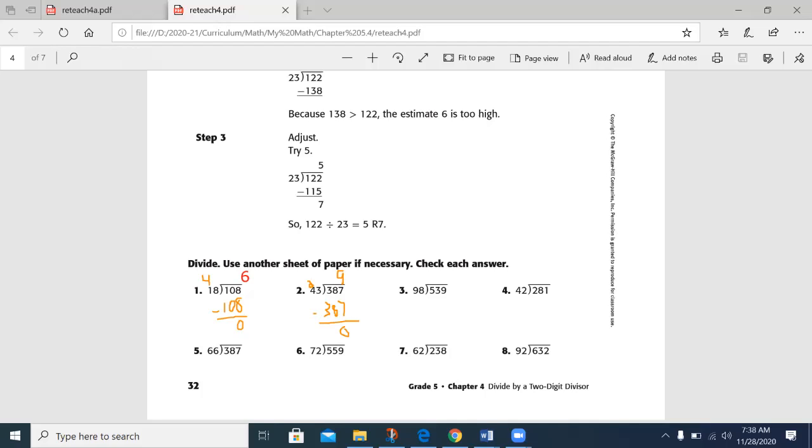So now let us go in 539 divided by 98. This is close to 100. And this is over 500. I'm going to choose a 5. 5 times 8 is still 40. 5 times 9 is 45, plus 4 is 49. We subtract. We're going to have 49. 49 is less than 98. So the answer is 5, remainder 49.